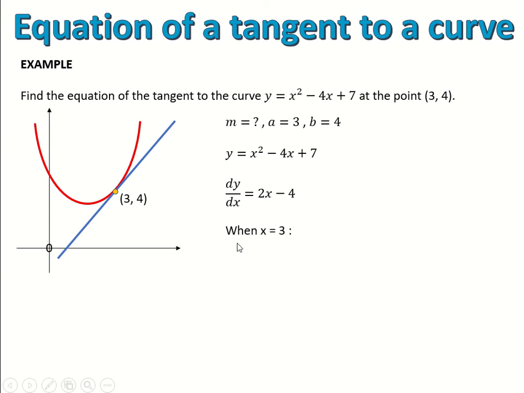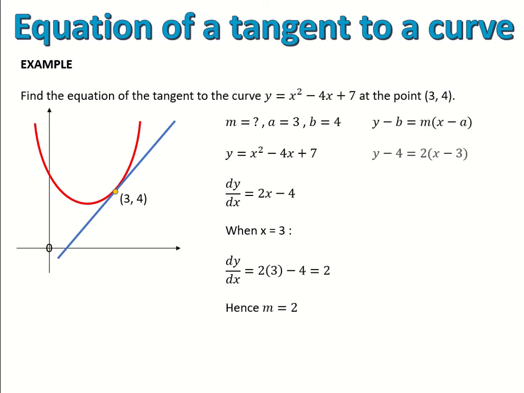So when x is equal to 3, then dy by dx, in other words the rate of change, in other words the gradient, is going to be 2 times 3, which is 6, take away 4, which gives us an answer of 2. Hence m equals 2. So now we can take this along with our a and our b, and we can find the equation of a line. So y minus our b, which is 4, equals m, which is 2, multiplied by x minus a, which is 3.